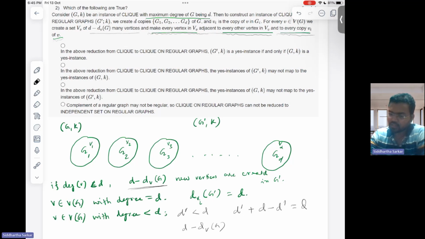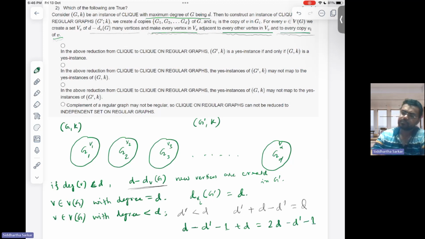So dvg, let us say, is D dash. So let us say D minus D dash minus 1, because it's not connected to itself, it's connected to every other new vertex, plus D. So the total degree it now has is 2D minus D dash minus 1. That is not a regular graph. It does not look like a regular graph.